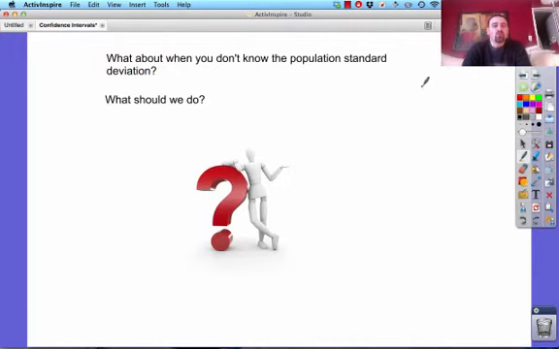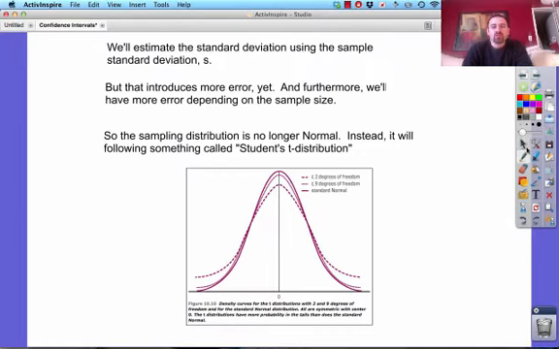Okay, so what about the situation where we don't know the population standard deviation? In this case, what should we do? And now we're going to answer that question. Here's what we're going to do. We're going to estimate the standard deviation using the sample standard deviation. It makes perfect sense. The sample mean is x bar. The sample standard deviation is computed using your sample size and the x bar. It's a standard deviation based on the sample.